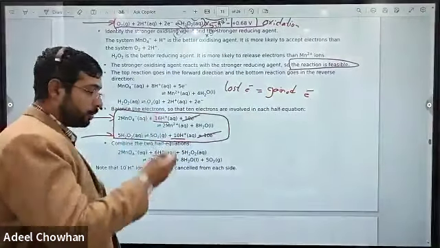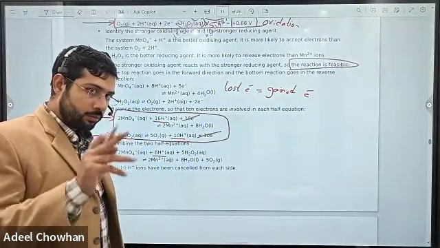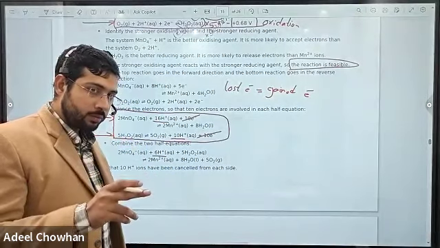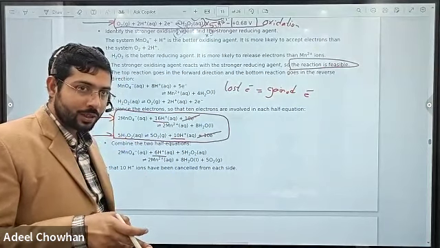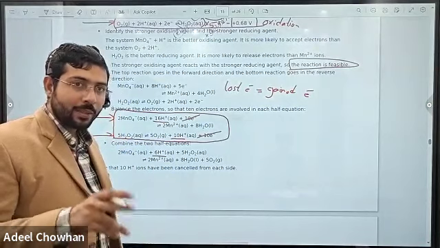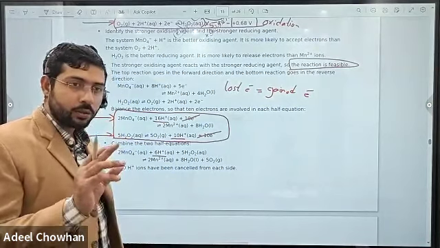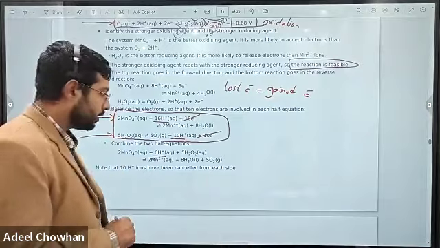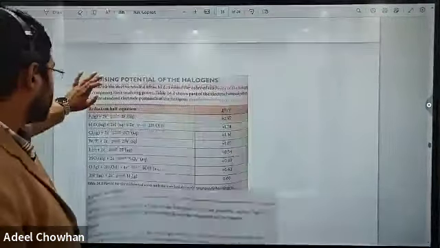But if there were any same species on the same side, they will be added. If they are the same species on the same side, I'm not saying on opposite sides, then they will be added. If they are on the opposite sides, they will be cancelled. So here we got the overall equation of this reaction.